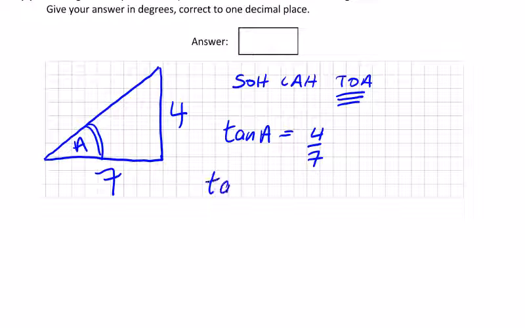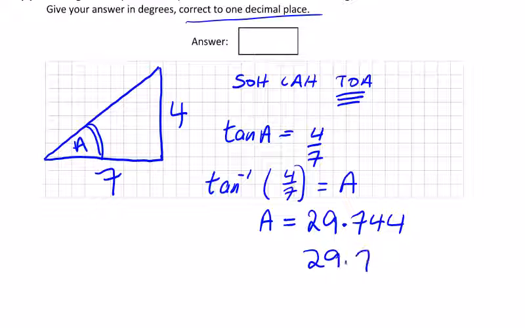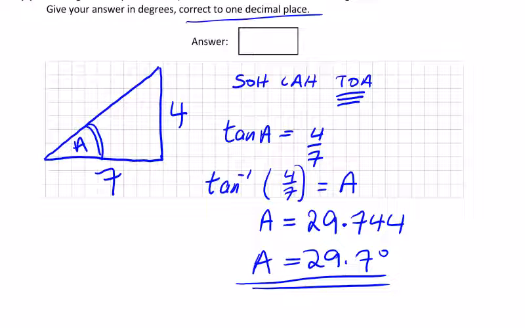So you type into your calculator the inverse tan of 4/7 to get the size of the angle A. So calculator use, the inverse tan of 4/7. Use the fraction button on your calculator. It'll give 29.744. And this is when I look and see what the question asked me. 1 decimal place, 29.7 degrees for the angle A. And that completes this video.